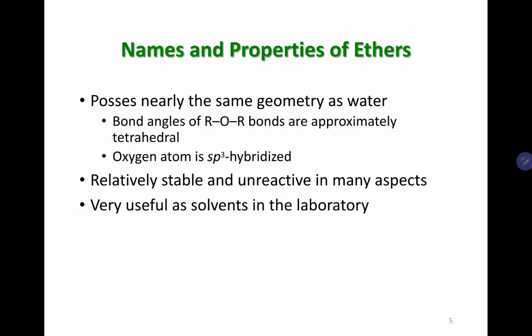Basically the oxygen atom on ether is very similar to the oxygen atom on water. So it is sp3 hybridized, and the bond angles are approximately close to the tetrahedral bond angles. The most important thing about ethers is that they are very stable, and therefore they are mostly unreactive. Because of that, throughout organic chemistry, we use ethers as very useful solvents. That is one thing that you might want to remember. They are very useful solvents because they are relatively stable and unreactive.